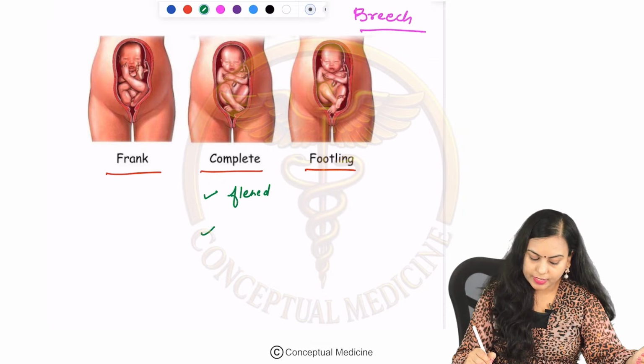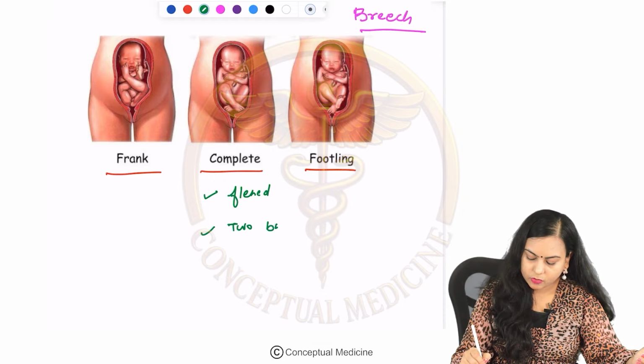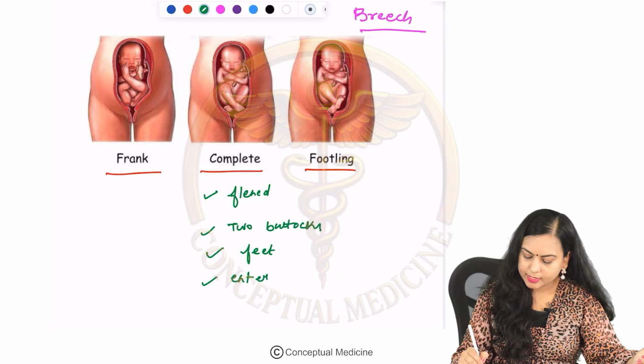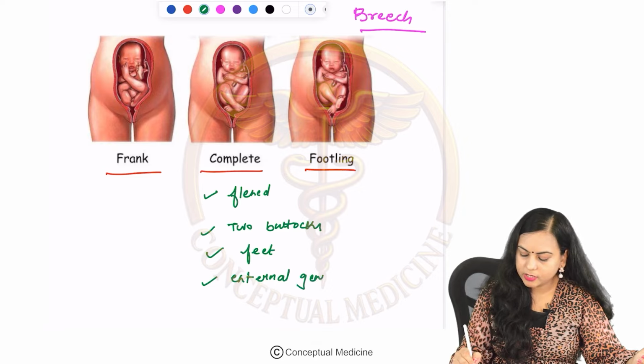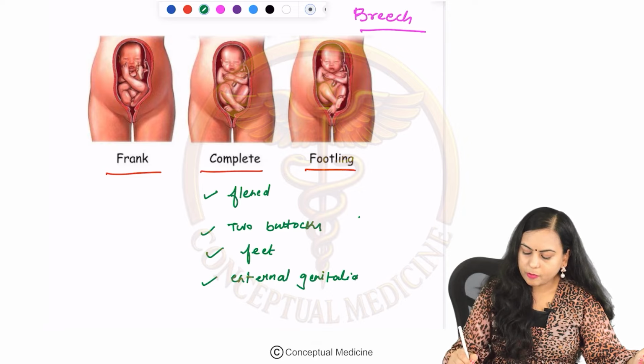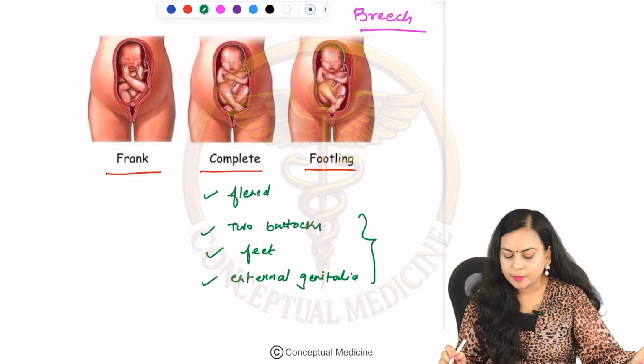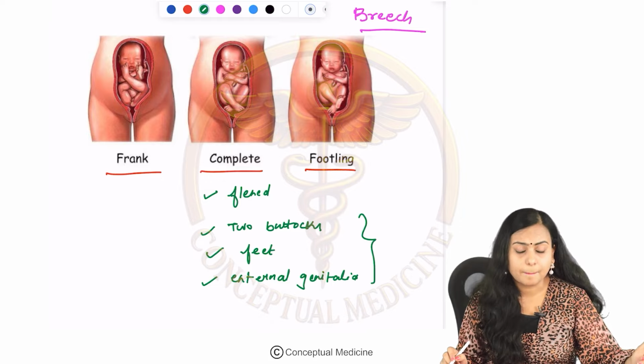You will be able to feel the buttocks, either side of the buttocks, then the feet also, then also the external genitalia. Can you imagine? All these things will be palpable while you do a PV in this baby, right? So, this is a complete breech.